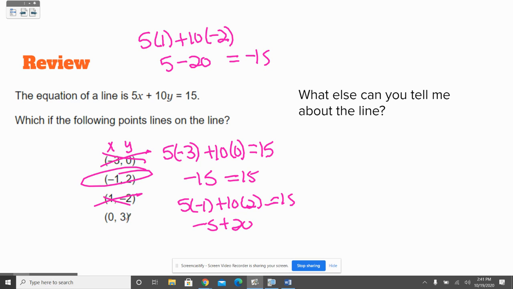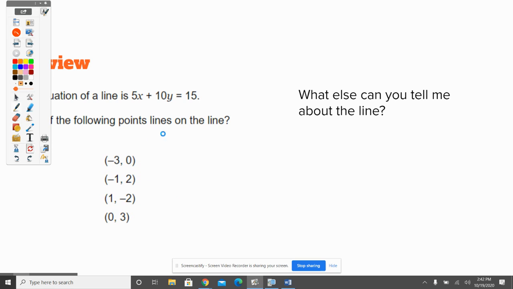Now 0, 3, if you wanted to, you could get y by itself here because this is going to be the y-intercept. But let's go ahead and just plug it in. That would be a better way to do it. 5 times 0 is 0. 10 times 3, that's 30. That's not 15. So only one of those points is on the line, and that's the second one. Now, technically, they all could have been on there because there are infinitely many points on that line, so you should have checked them all. Okay, what else can you tell me about the line?